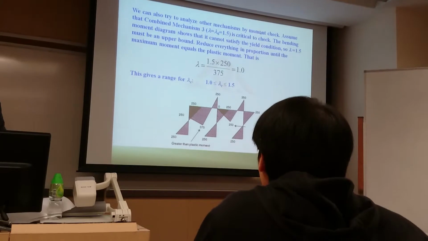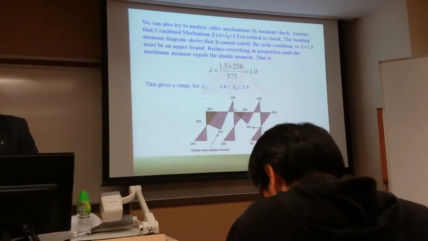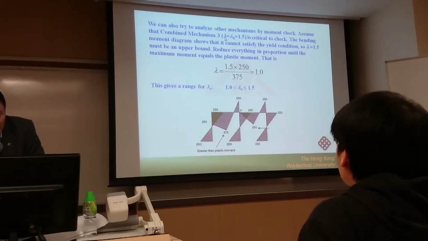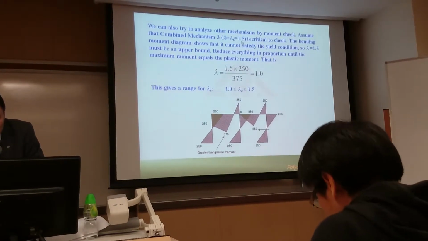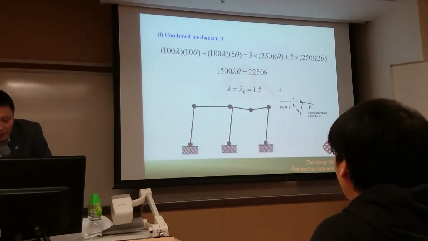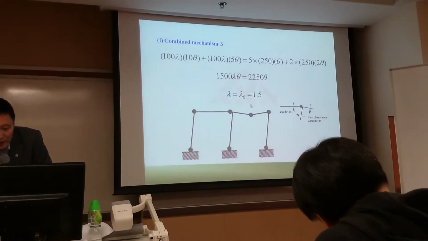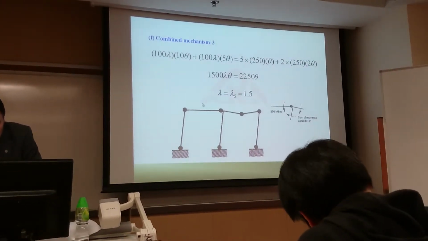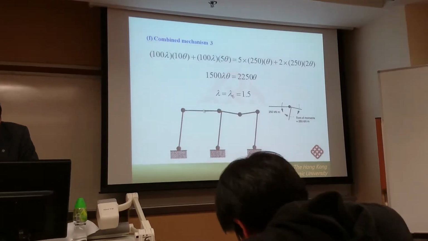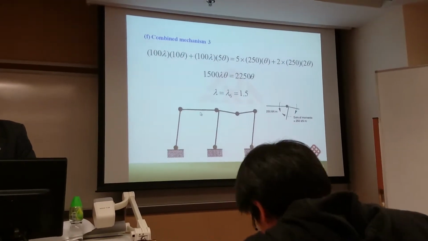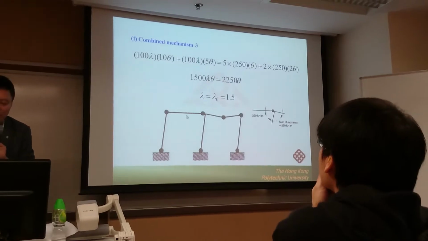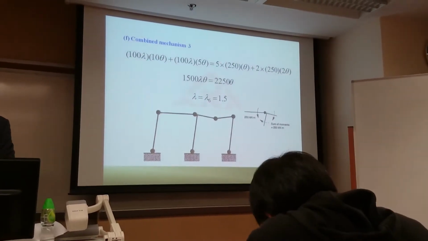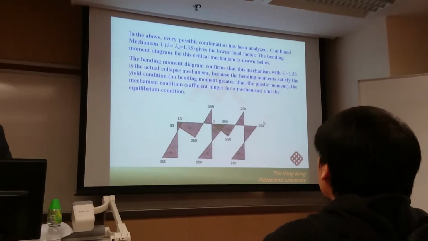Firstly, we go back to combined mechanism 3, and we set the load factor equal to 1.5. Then we can obtain the moment for this cross section. We can check the moment for this cross section, and definitely the moment check will be violated. So the moment must be larger than the plastic moment.